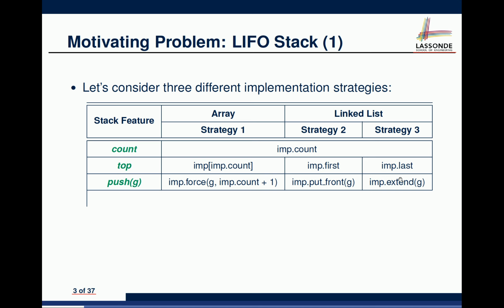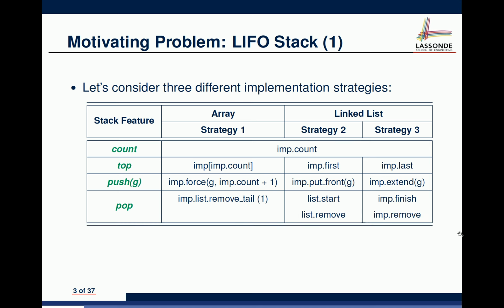And then if you do pop, it will be very similar. Now if you do pop, you're just going to remove the tail in the array. And then for linked list, move the cursor to the front. And then for strategy number 3, move the cursor to the end of the list. And then for both cases, you simply remove them. It's just about cursor operations. We've got count, we've got top, we've got push, we've got pop.